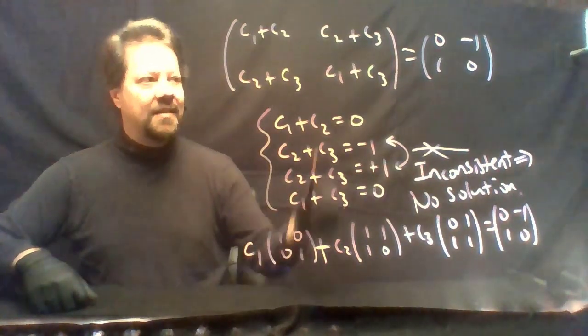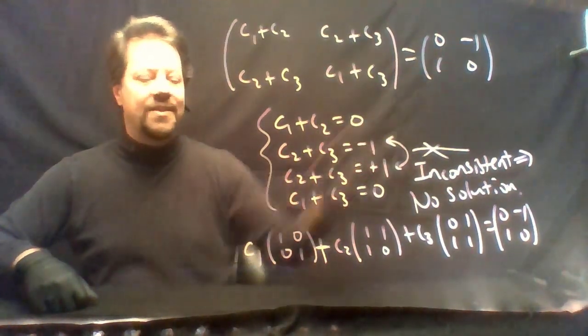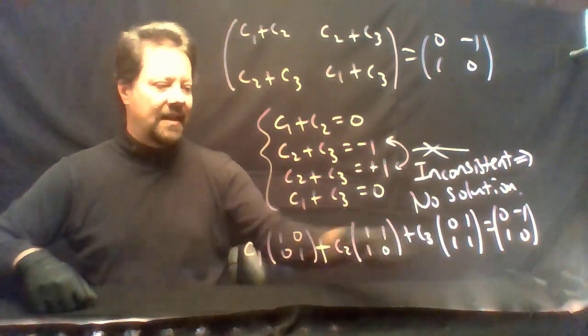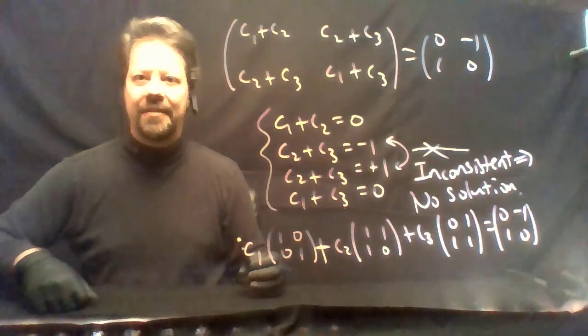That means our matrix 0, negative 1, 1, 0 cannot be expressed as a linear combination of the other three matrices.